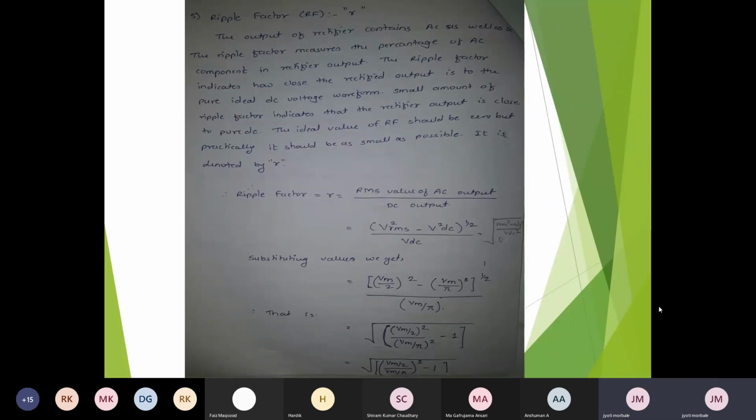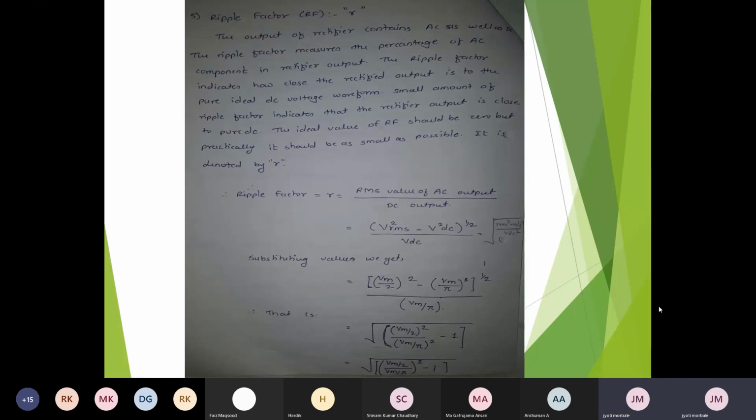Okay. So remember, ripple factor indicates the amount of AC component present at the output of rectifier. We want always ripple to be at a minimum level because ripple indicates the unwanted part that is present at the output. To find out how much amount of ripple is present, we have the equation ripple factor is equal to RMS value of AC output upon DC output.